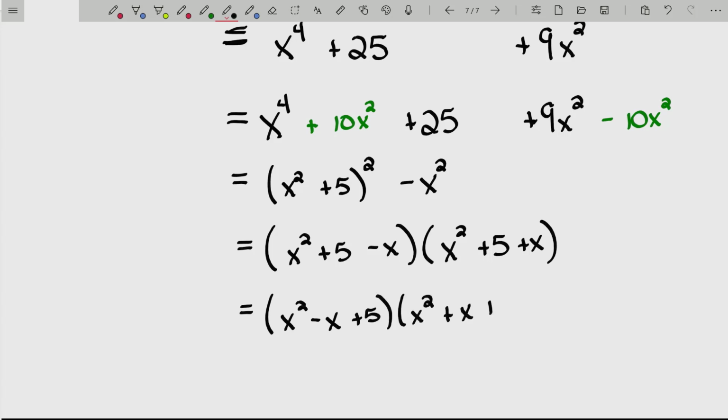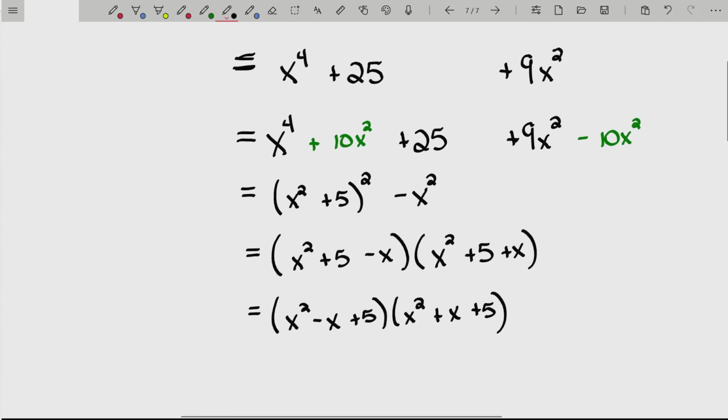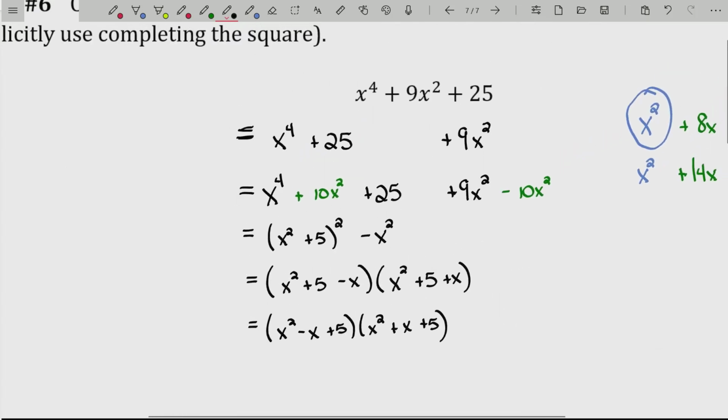neither of which, by the way, is factorable, mainly because if you try to use the discriminant here, b squared minus 4ac is negative. That means that neither of those are factorable, so that's as good as it gets. But there you go. That is a factored form of that x to the fourth plus 9x squared plus 25. It's a really interesting trick to use.